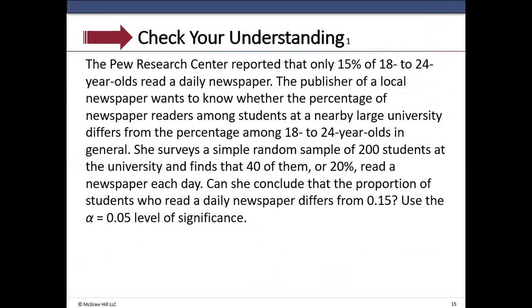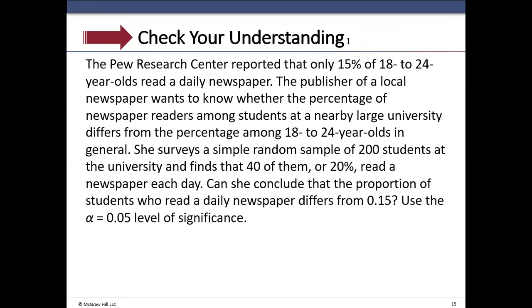She surveys a simple random sample, n is 200 students at the university, and finds that 40 of them, or 20%, read a newspaper each day. 40 is the number of success. Here, success is to read a newspaper. 40 is the number of success, or x out of n, 200. Can she conclude that the proportion of students who read a daily newspaper differs from 0.15?